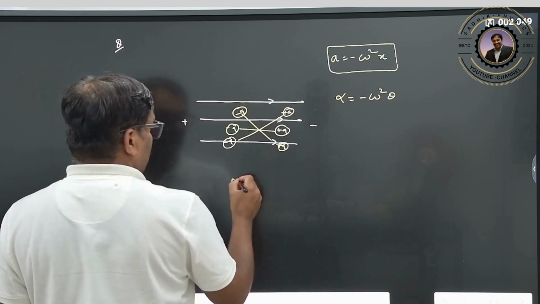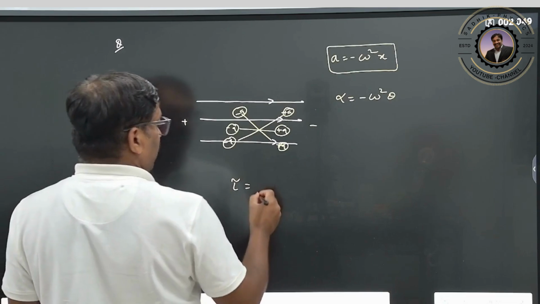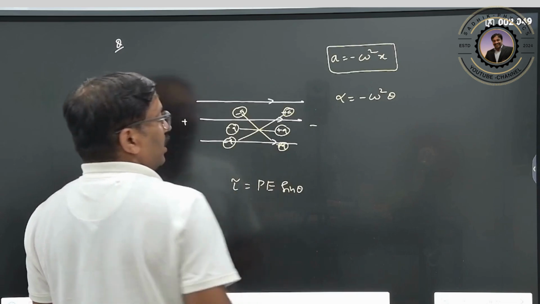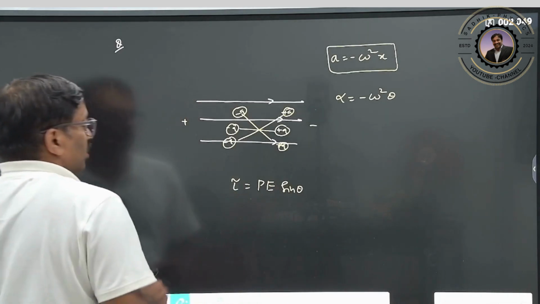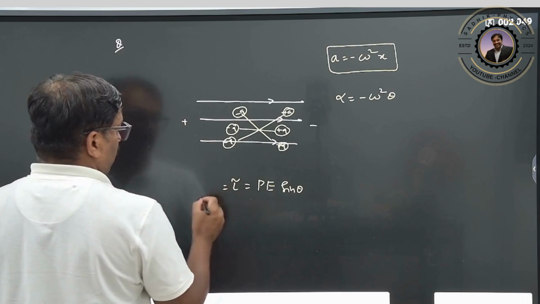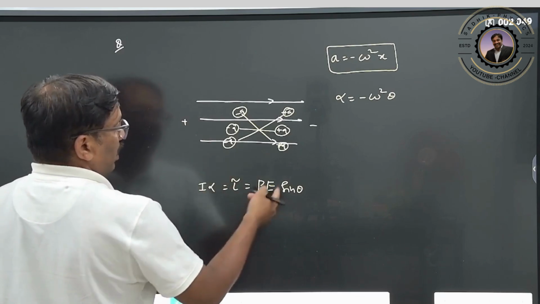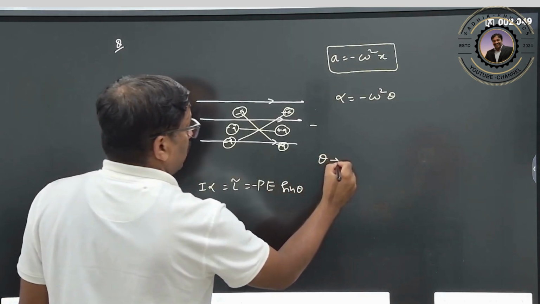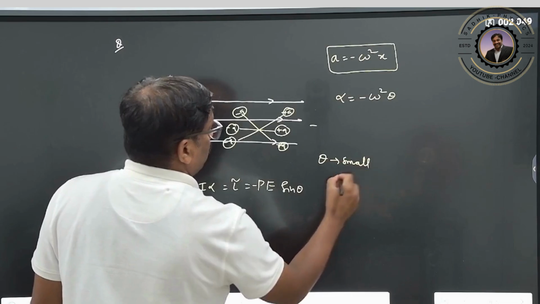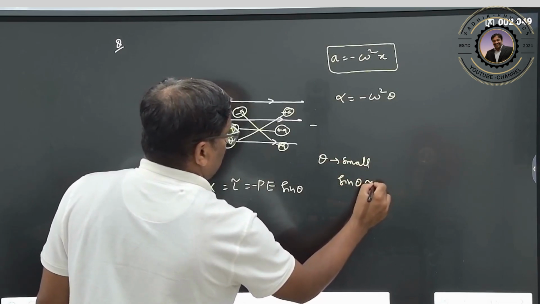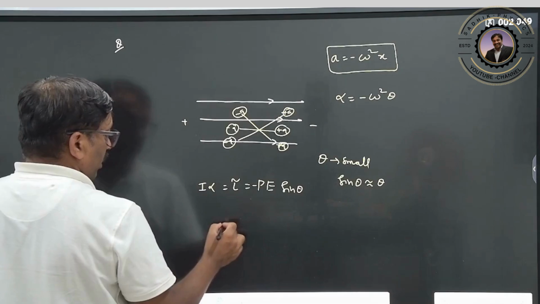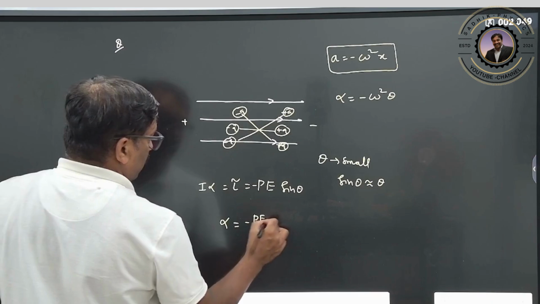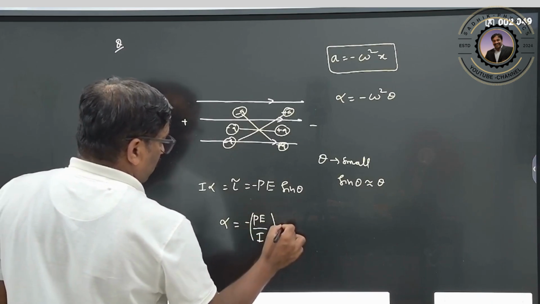So we can rewrite it as torque. Torque is nothing but P into E into sin theta, provided that theta is very small. Torque is equal to I into alpha, and this is the restoring torque, so minus. If theta is small, then sin theta is nearly equal to theta. Therefore alpha is equal to minus PE by moment of inertia into theta. Clear?